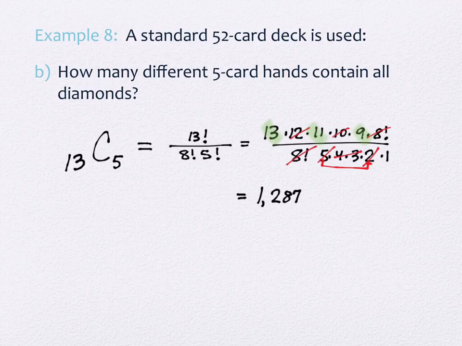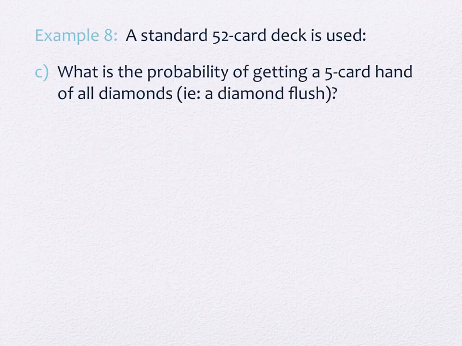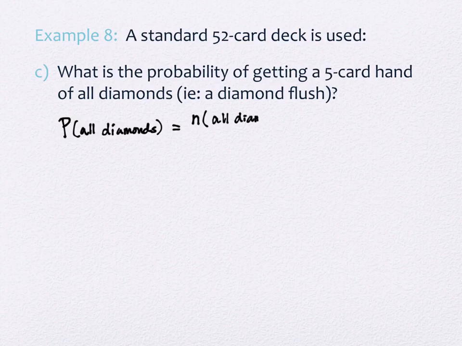1,287. That's a lot, but it's nowhere near 2.5 million. In fact, that's our next example. We're going to try and figure out how likely that actually is. What is the probability that I get this to happen? So what's the probability of getting all diamonds? Well, I need the number of all diamond hands, divided by the number of all hands. And in fact, those are the 2 things I just found in parts A and B above.